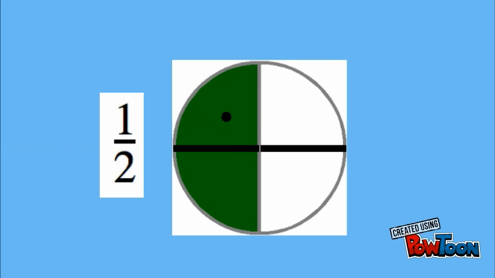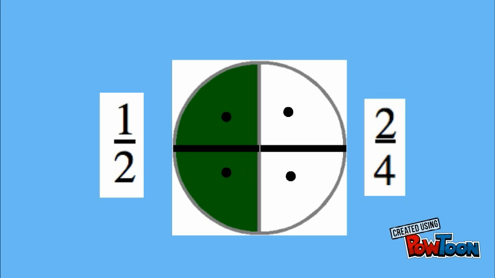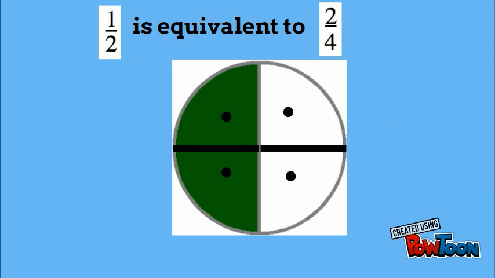So now that gives me 1, 2 shaded parts out of 1, 2, 3, 4 total parts. So 2 out of 4. That gives me 2/4. So again, we would say 1/2 is equivalent to 2/4 because they have the same amount of shaded area.